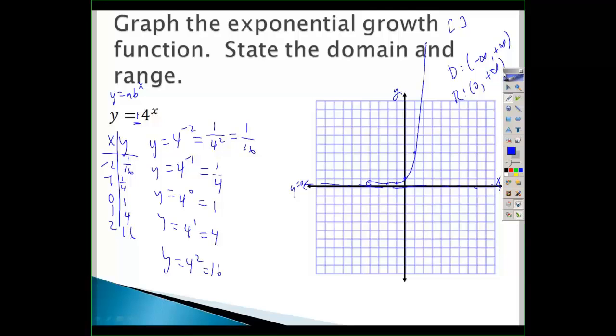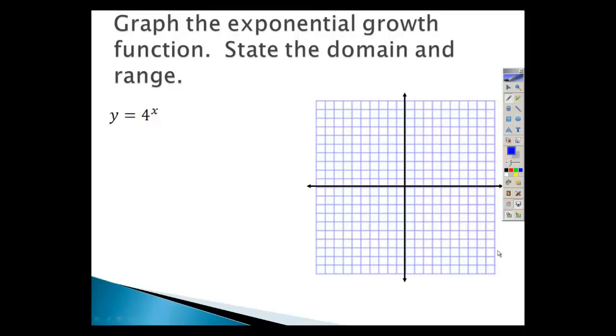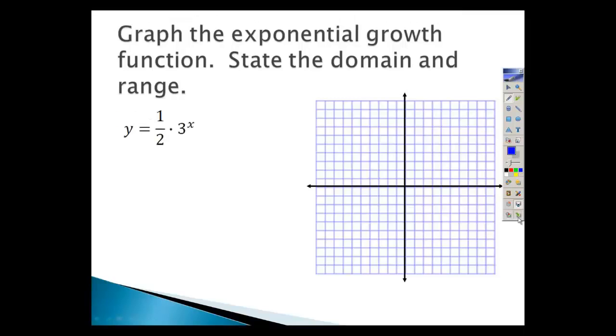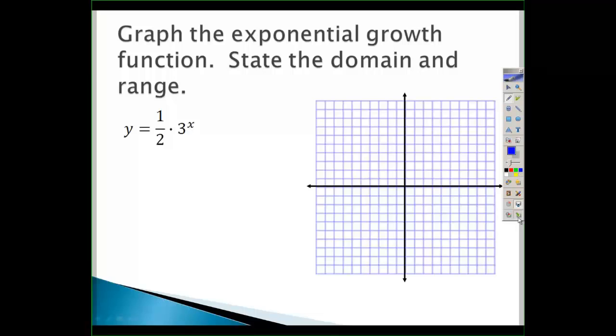Okay, I think we got one more to do. And we do. All right. Once again, if you hear me refer to growth factor tomorrow or today or whenever, I'm talking about the value that has the exponent on it. So our growth factor this time would be 3, which means it's going to increase a little faster. The bigger the growth factor, the faster it increases. And this 1/2 would be the a value.